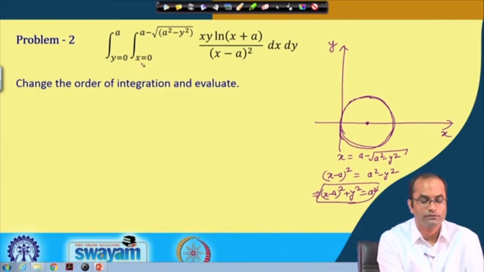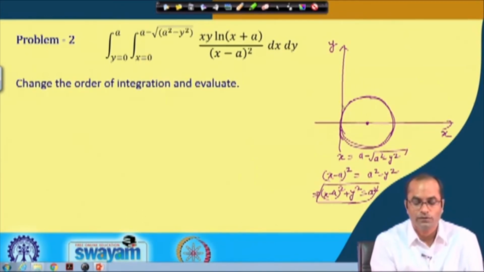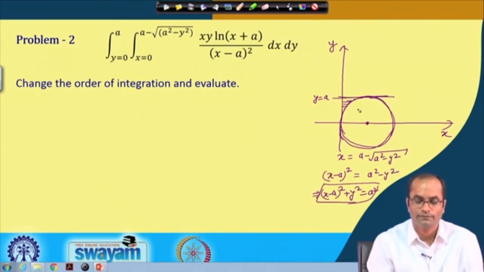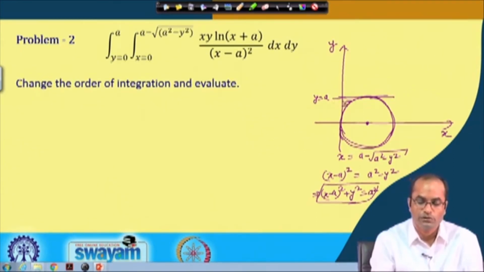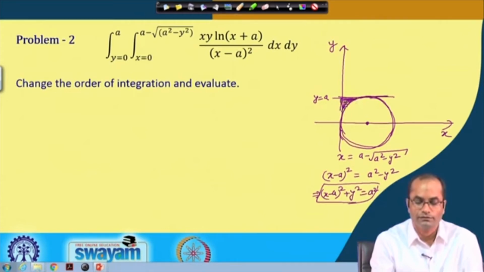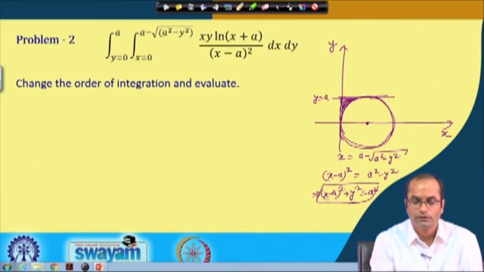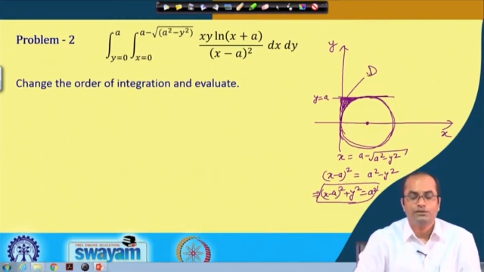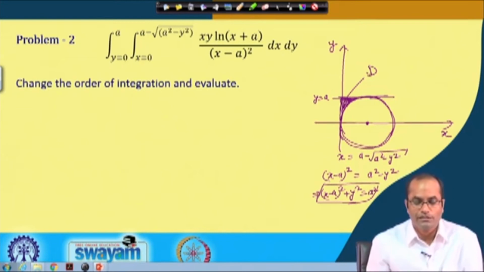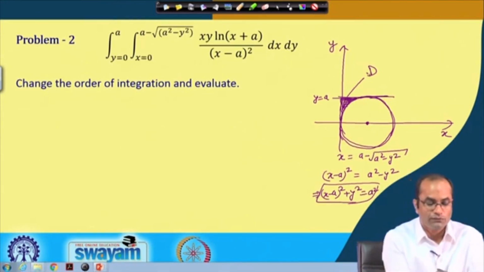So, for x it goes from 0 to the circle, and in the direction of y, it is exactly going to y equal to a, that is the radius of this circle. So, this small region here, that is the region of this integration, this D, which we have to now see when we change the order of integration what will happen.